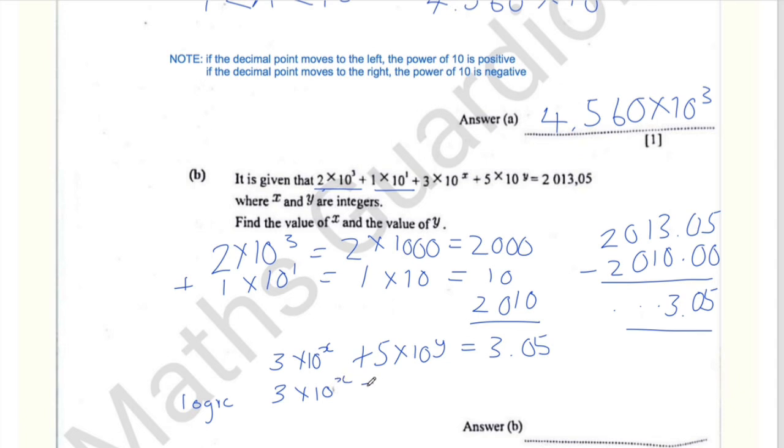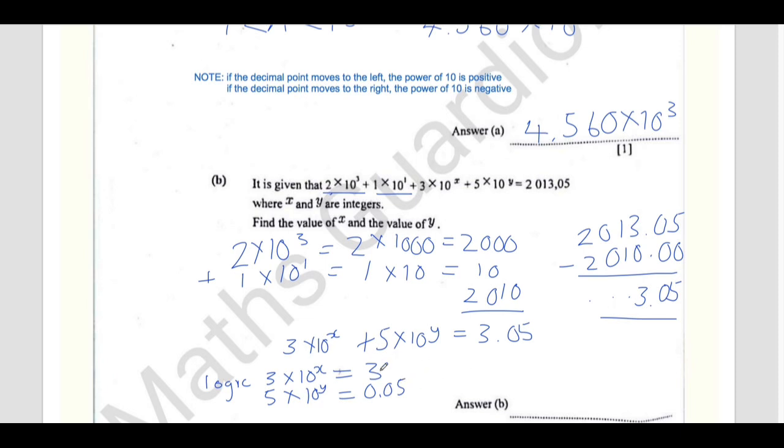So here we are going to use the logic that 3 times 10 to the power x is equal to 3, and 5 times 10 to the power y is equal to 0.05. Now we've broken down our number 3.05 into 3 times 10 to the power x plus 5 times 10 to the power y. Now we're just going to solve it simply using one of two methods. If you want, you can break down the 3 and express it in a different form. 3 can be equal to 3 times 10 to the power 0 because any number to the power 0 is 1. And 0.05 is equal to 5 times 10 to the power minus 2.